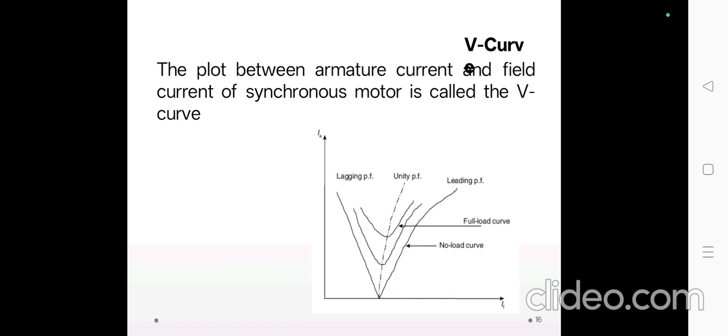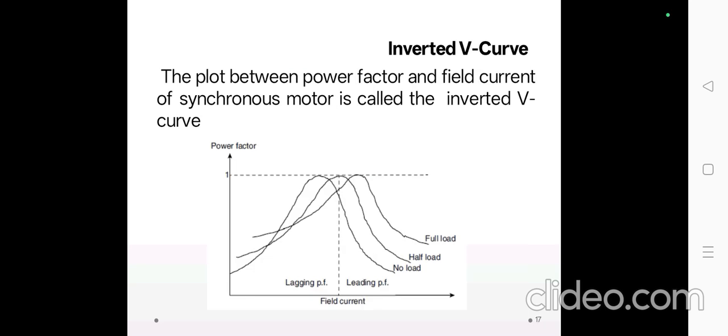Next one is V curve and the inverted V curve. Actually, the excitation can be increased by increasing the field current passing through the field winding of the synchronous motor. If a graph of the armature current drawn by the motor against the field current is plotted, then its shape looks like the English alphabet V. If such graphs are obtained at various load conditions, we get a family of curves looking like V. Such curves are called V curves of the synchronous motor.